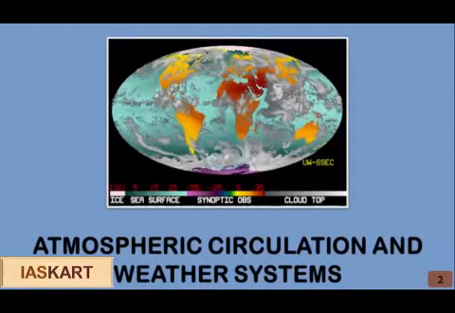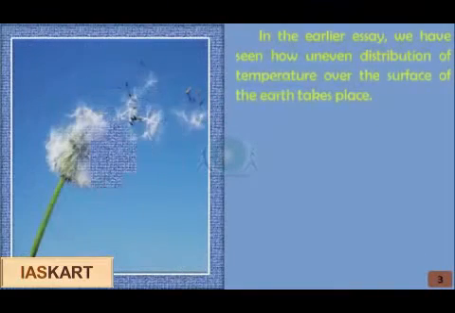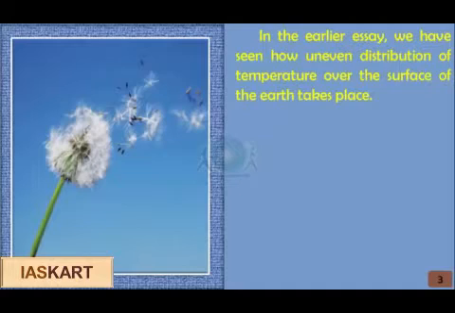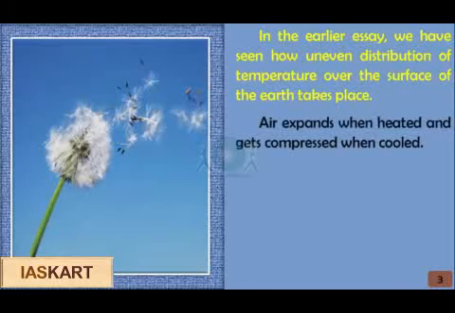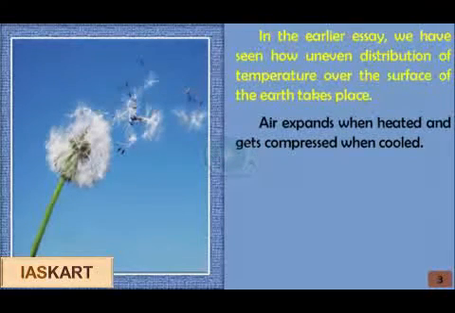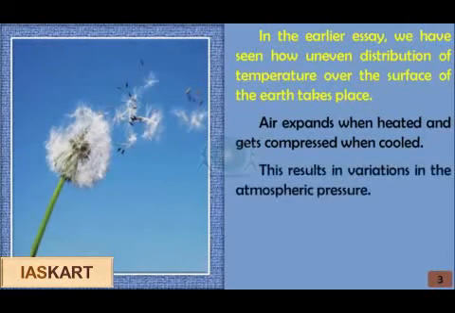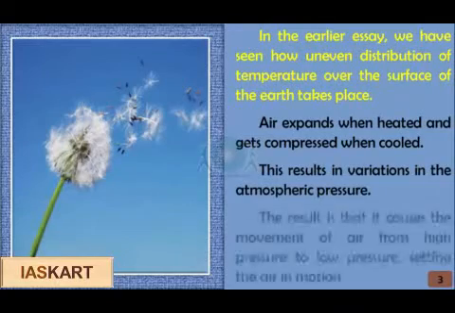Atmospheric circulation and weather systems. In the earlier essay, we had seen how uneven distribution of temperature over the surface of the earth takes place. Air expands when heated and gets compressed when cooled. This results in variations in the atmospheric pressure.